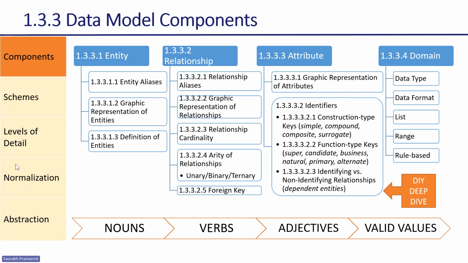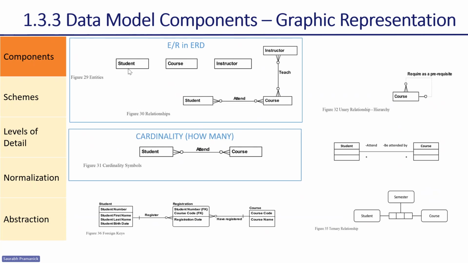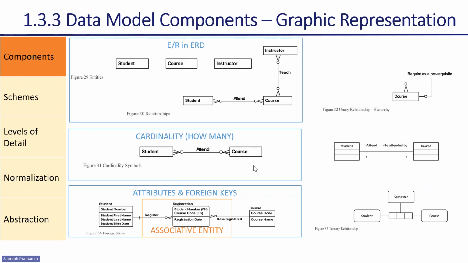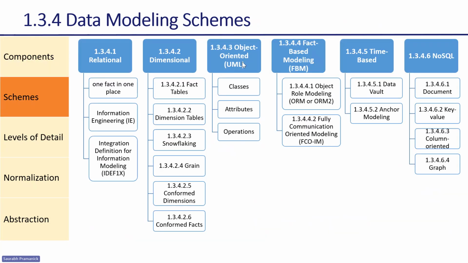So here you can see what are my different components, the entities, the aliases that we have defined. We have just seen the relationships, the attributes, the different types of domains. We have seen graphical representation, some examples. I've shown you some of them as well. The entity relationships and entity relationship diagrams, the cardinalities we have seen, the attributes, foreign keys, relationships, entities in respect to entities. Different types of schemes that we have.